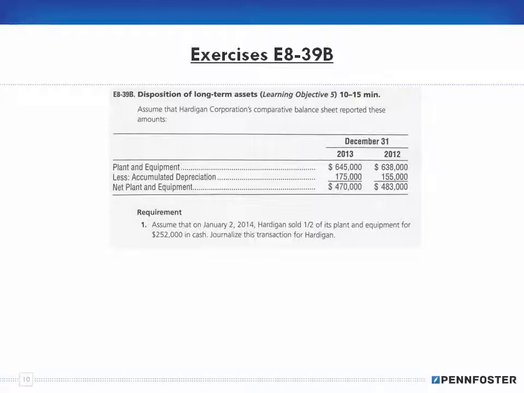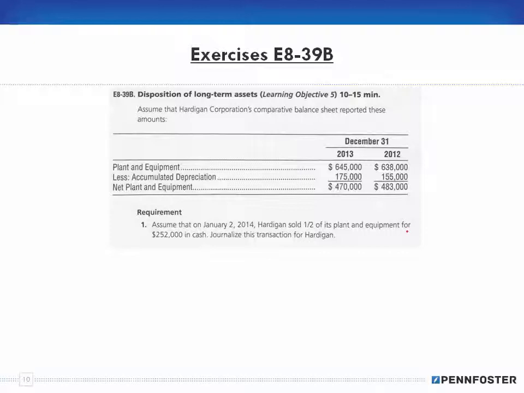All right, let's see here. It says disposition of long-term assets. Assume that Hardigan Corporation's comparative balance sheet reported these amounts. Plant and equipment less accumulated depreciation. These are the nets for the different years. Assume on January 2nd, 2014, Hardigan sold half of its plant and equipment for $252,000 in cash. Journalize this transaction for Hardigan.